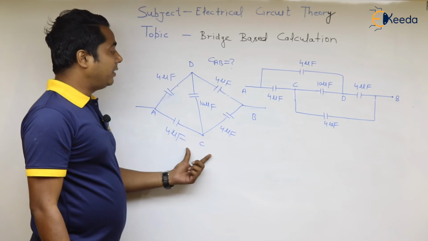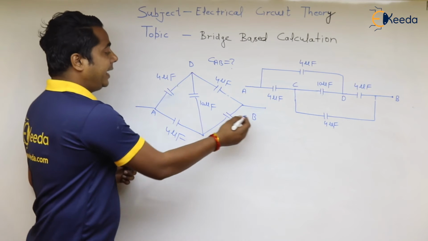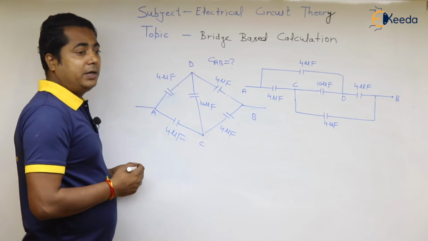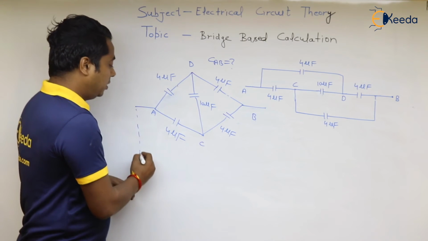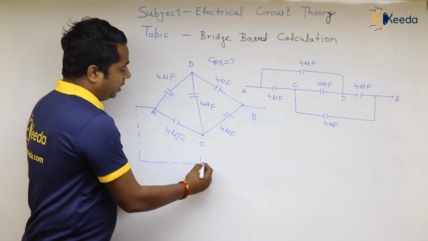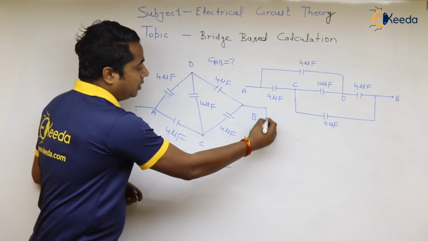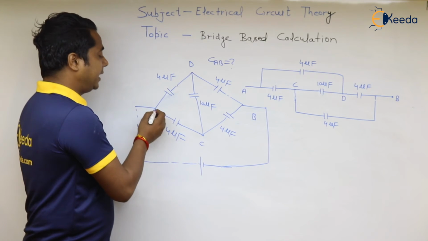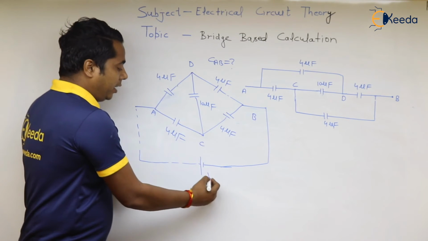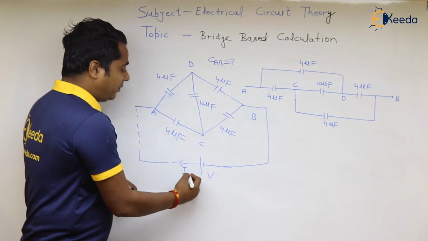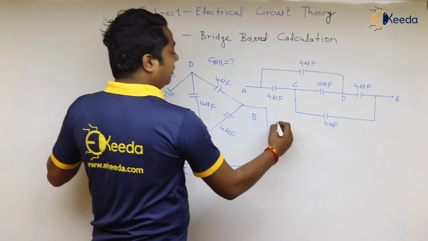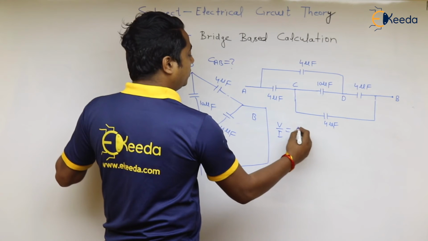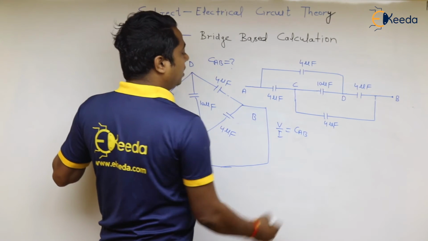Then what will the value of CAB be? A and B. For that, we will apply a voltage directly across A and B, and the current I will flow. Whatever the value of V by I will be equal to CAB.